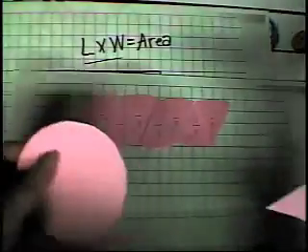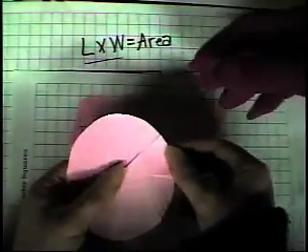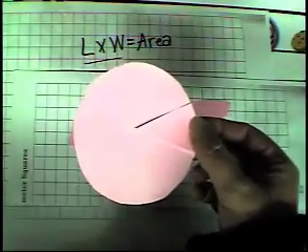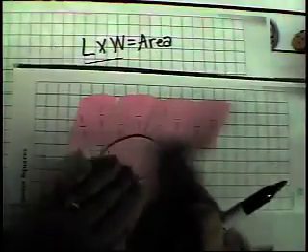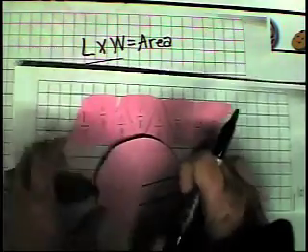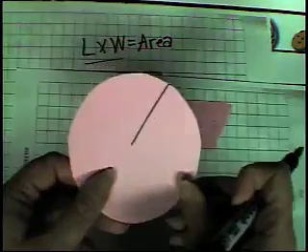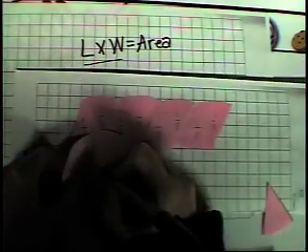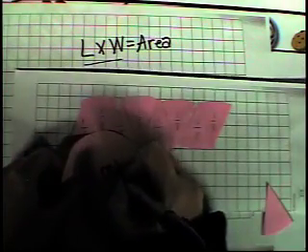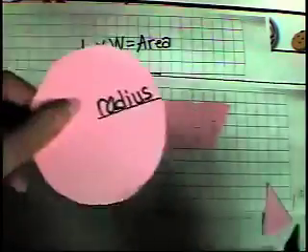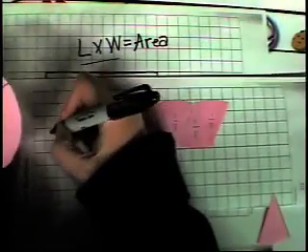Probably ought to be different colors. It should be, but we don't have a different color. Can you see it? Kind of. That length is halfway across the circle, halfway across the diameter, and that's a new vocabulary word. I know you know what it is. I know it's radius. So this width, this side, is actually a radius.